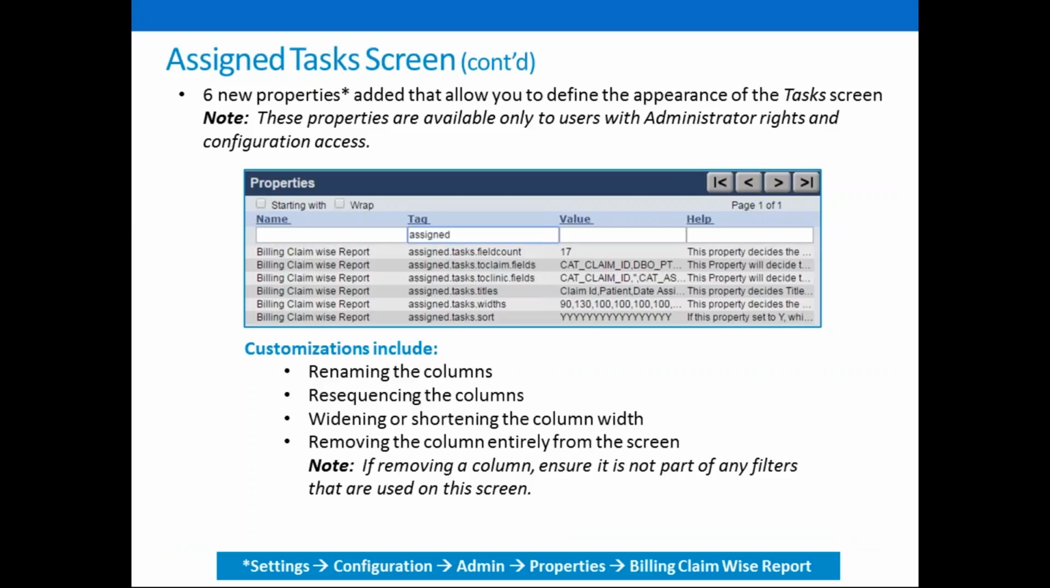Now, the changes you can do, you can rename the columns. So if you want the claim to say claim number instead of claim ID, or you want it to say simply name instead of patient name or whatever, you can change even that, just the labels on the screen for the columns. You can resequence the columns so that they're in a different order on the screen. You can widen or shorten the column width to adjust your screen real estate. And you can remove a column entirely. If you are going to remove a column entirely, it of course would no longer be available for you to filter on or define in your funnel. So you do want to use that with discretion.